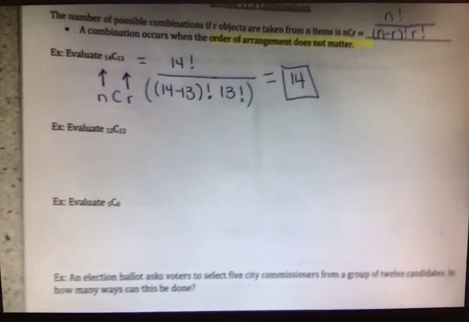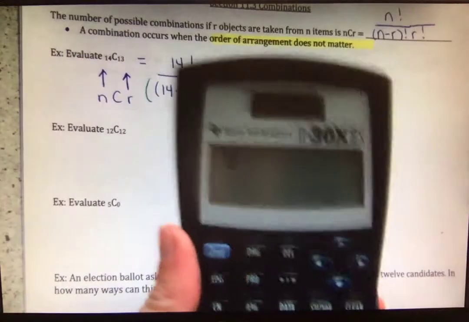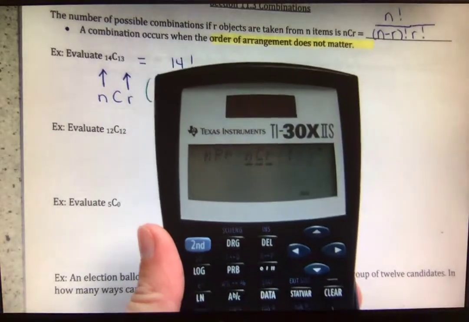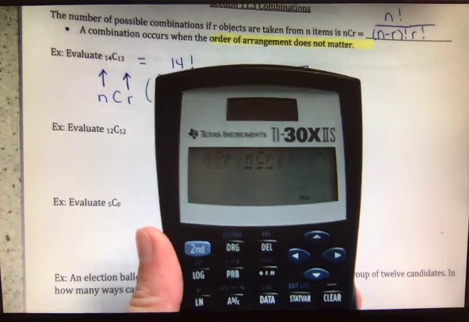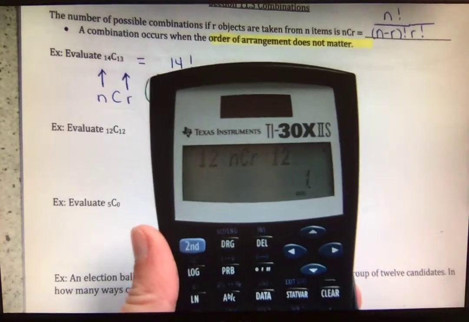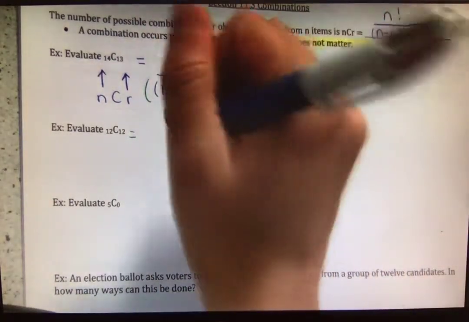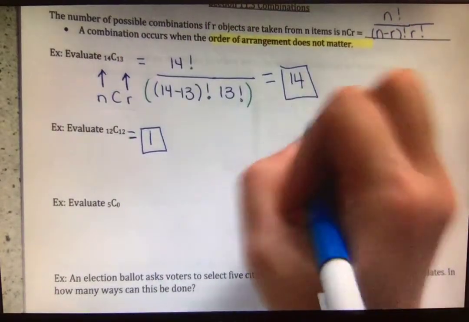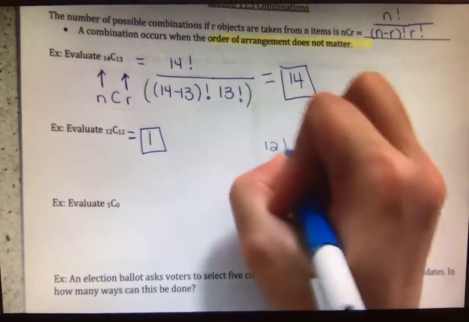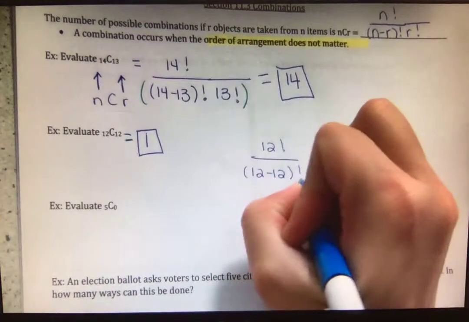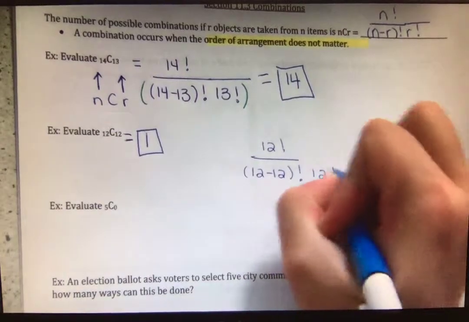Same thing, if we have 12 items and we're choosing 12 of them in a combination, so 12, PRB, going over to combination. That was a little fast, sorry. We're choosing 12 out of the 12 things. 1, done. That makes sense if we put this into our formula. We have 12 factorial divided by 12 minus 12 factorial times 12 factorial.